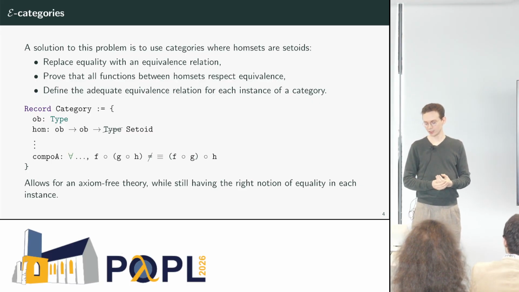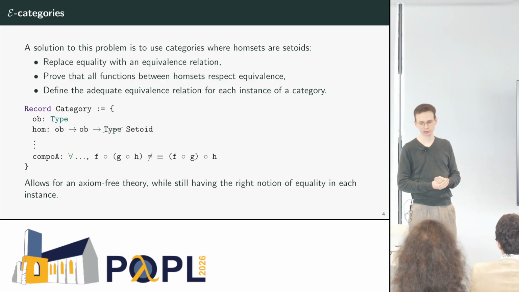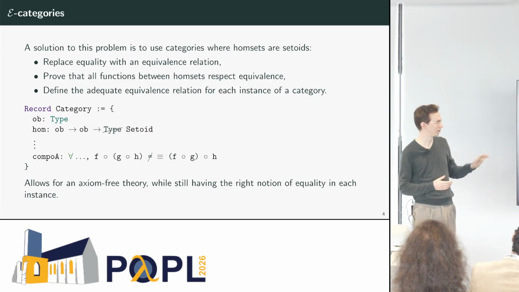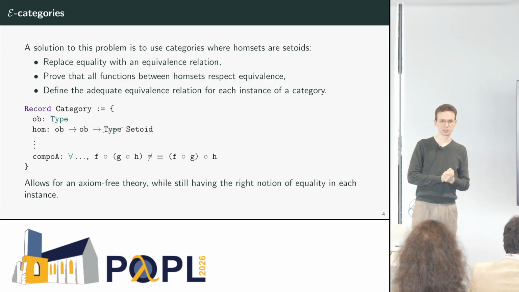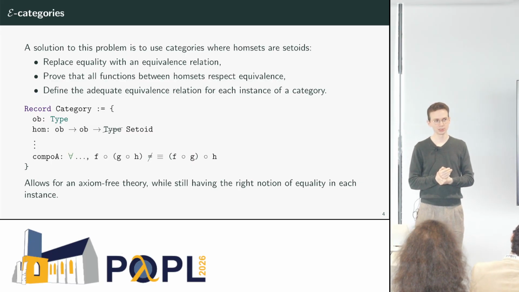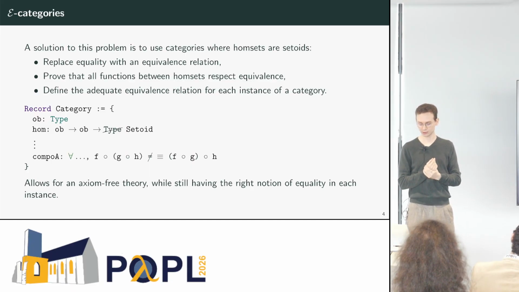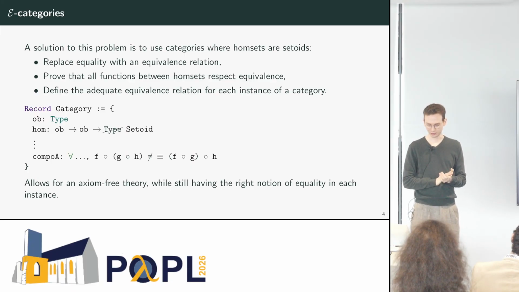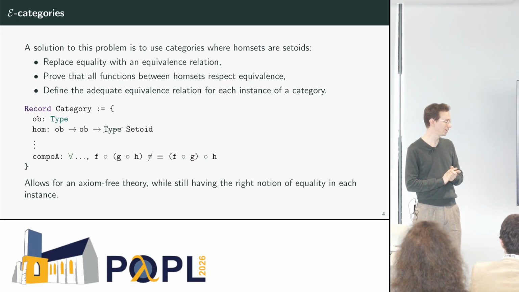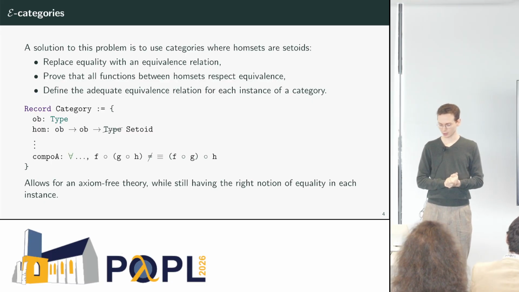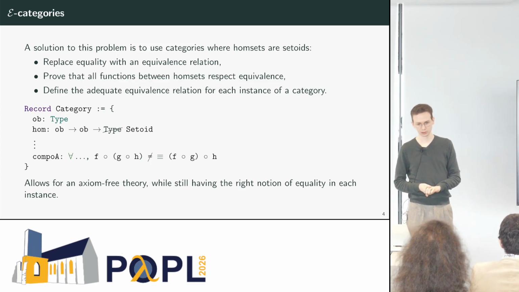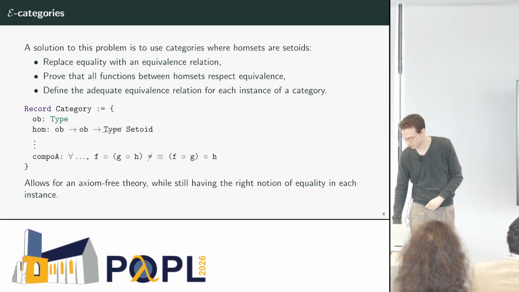The downside is that now you have to prove that any function between home sets respects the equivalence relation that you have defined. However, now whenever we define an instance of a category, we can choose the right equivalence relation that fits our need. And this is nice because now we have a completely axiom-free theory, and we still keep the right notion in each instance.